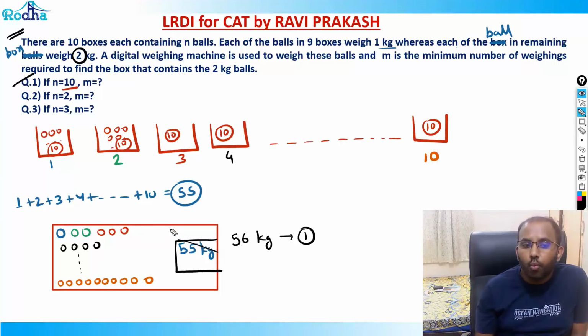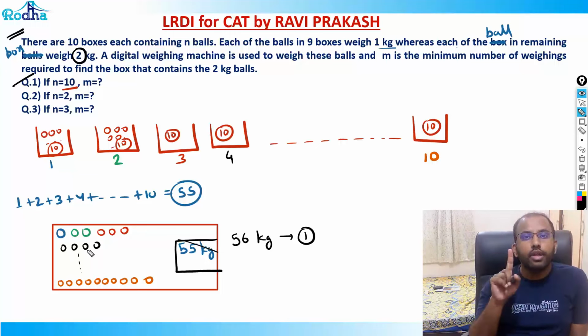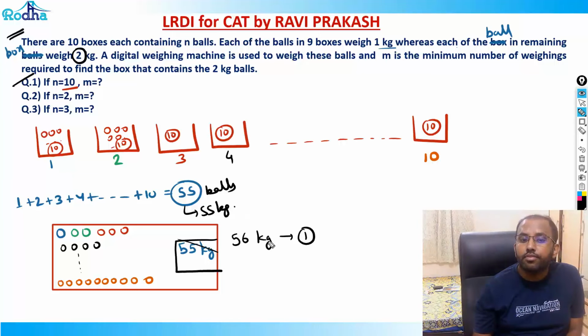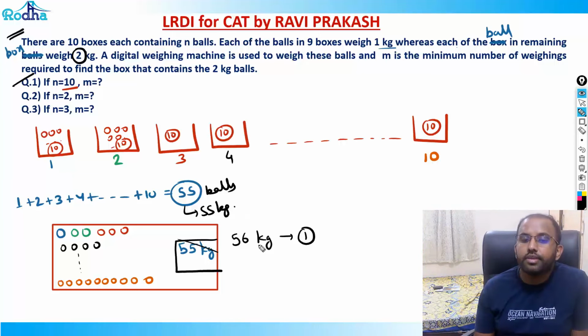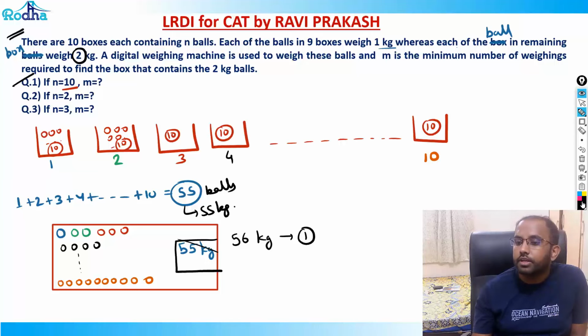That means on this weighing machine there is one ball which has 1 kg extra, because for every ball I have already counted 1 kg weight. So for 55 balls I have counted 55 kg. If I am getting the reading as 56 kg, that means there is one extra ball which has 1 kg extra weight. We took that ball out from which box? The first box. That means the first box contained the extra ball.